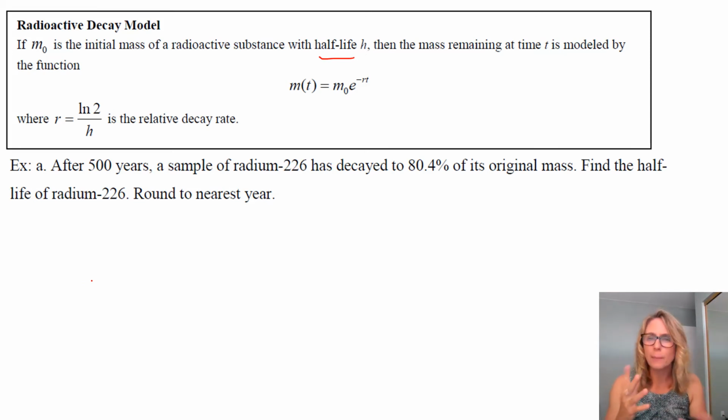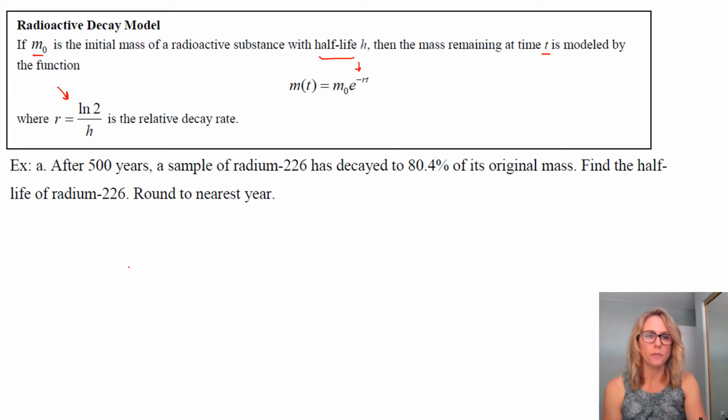So we have something similar, it uses slightly different notation, but it's all very similar. If we have an initial mass of a radioactive substance, so m naught is the initial, then how much there is after a time t is modeled by this function here. Again, very similar. Notice the negative. We are talking about decay, so we have a flipped exponential. And we're given that r is ln 2 over h. That's the relative decay rate. And so we're going to take a look here and see what we've got.